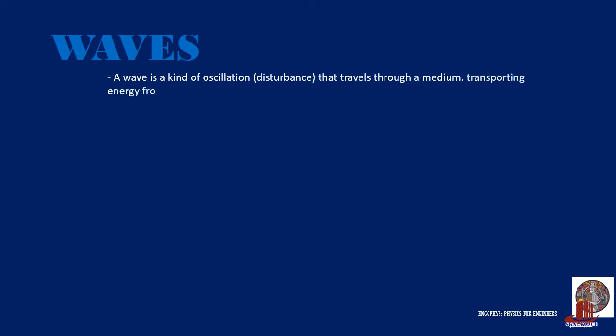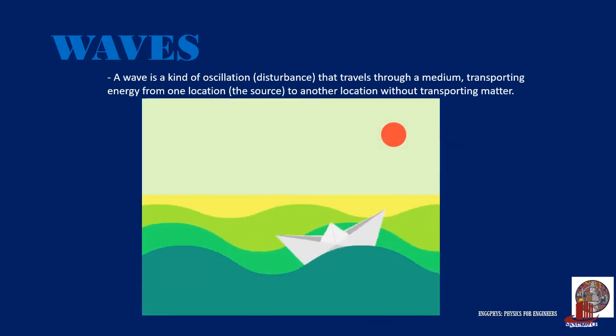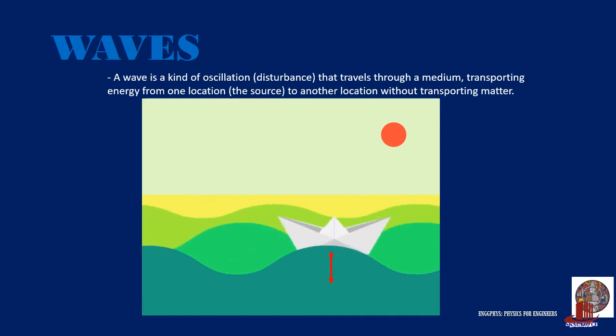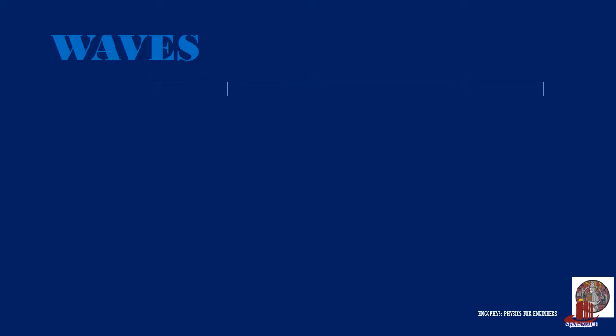A wave is some sort of a disturbance which travels and transports energy from one point to the other without transporting matter. Let's take a boat for example. The waves will only make the boat move up and down and provide energy, but they do not move it to their direction. There are two general classifications of waves.